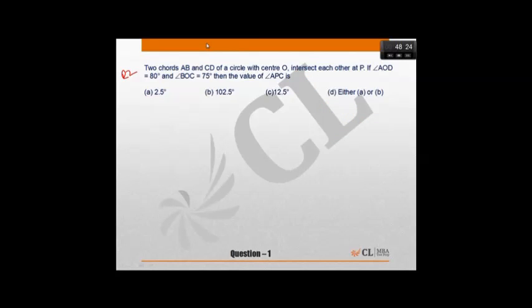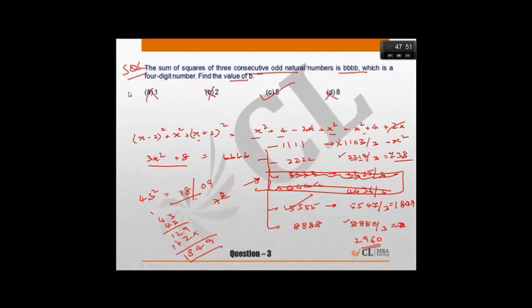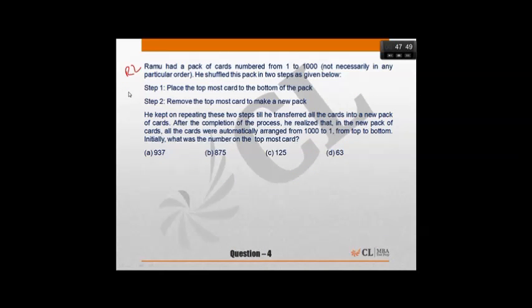Two chords AB and CD of a circle with center O intersect at P. If AOD is 80 degrees, can I draw AOD is 80 degrees? So AOD is 80 degrees, okay, and BOC is 60 degrees. AB is a chord, so BOC has to be, and what is the value of APC? So if B is here, this will take time. I'll come back to it later if I have to. So on my rough sheet, I have written question number 1 to be considered if I have time.